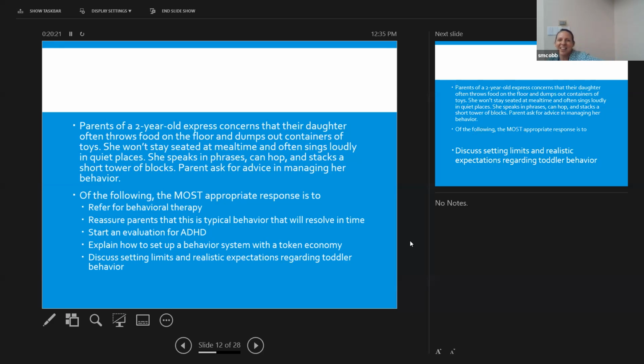So here is another 2-year-old. You see a lot of 2-year-olds pop up on the boards. It's an important age for you to figure out if their development is typical or not. Everything kind of emerges at 2 in the developmental world.